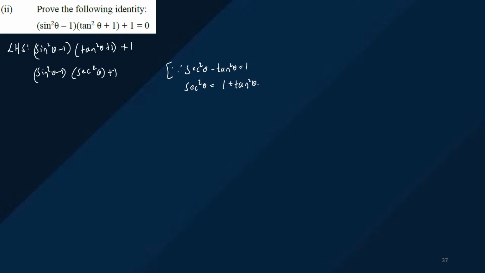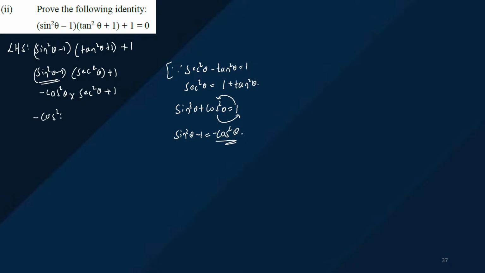Later, what can I do? Here, I know one more identity, that sin square theta plus cos square theta is equal to 1. So sin square theta minus 1 is equal to minus cos square theta. So sin square theta minus 1 over here I can replace as minus cos square theta. So that is minus cos square theta into secant square theta. Correct, children?